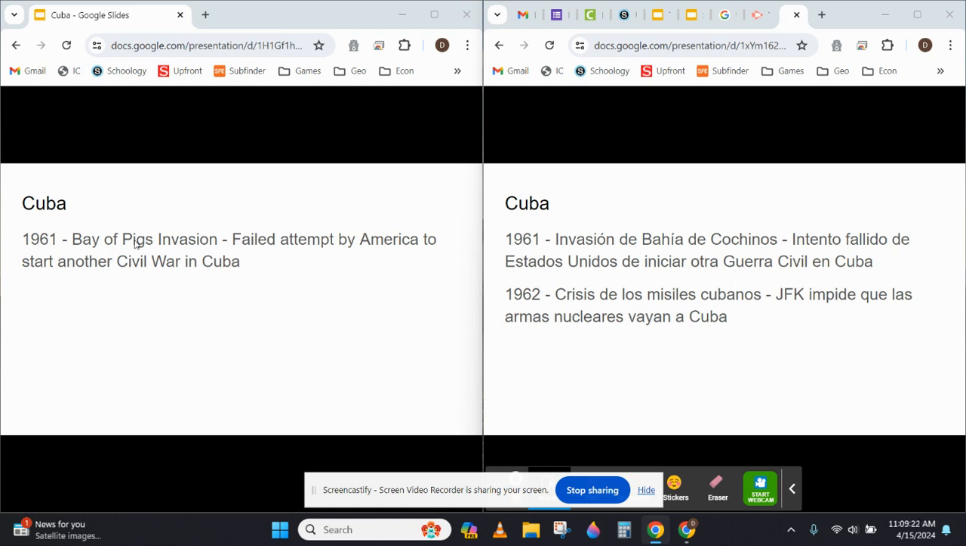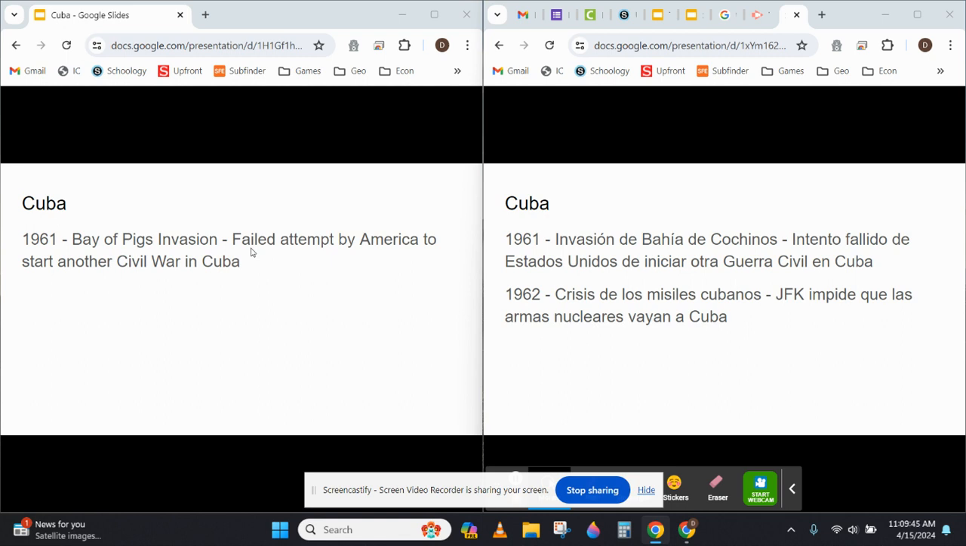But if the Cuban people were to rise up and fight back, start another civil war, and maybe win that way, maybe that would work. So the U.S. is going to launch a bunch of CIA operatives in this place called the Bay of Pigs, and they're supposed to rile up the Cuban people to go fight a war against their government. And it's a complete disaster.